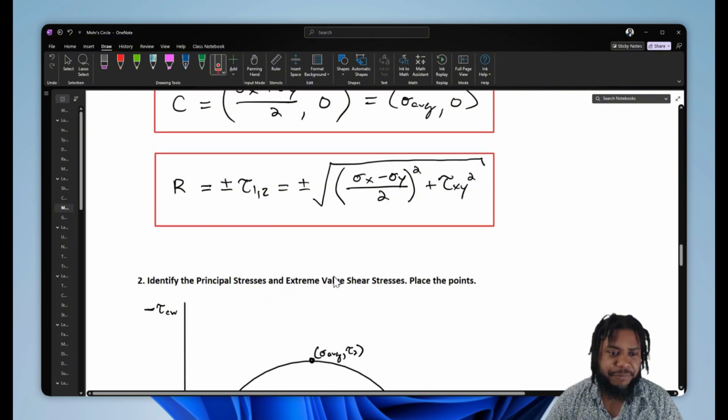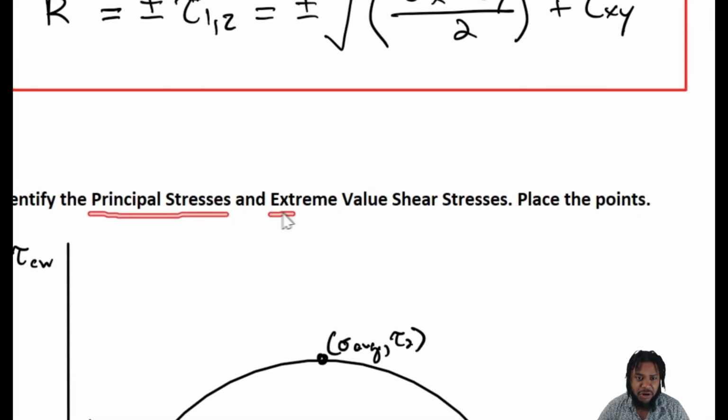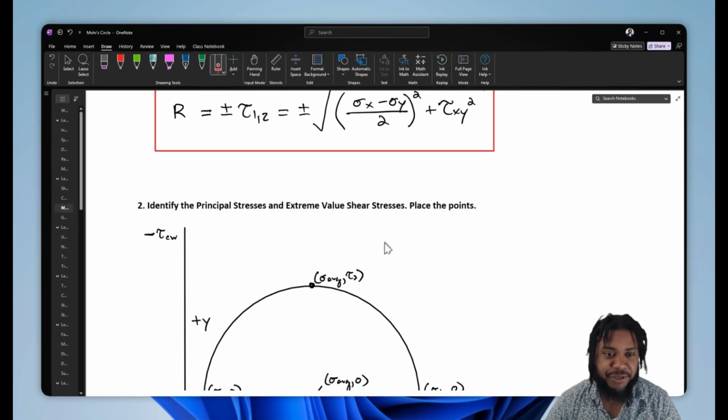Now the next step is to identify where our principal stresses exist, and also to just note the extreme value shear stresses, which we've basically already found, and just place those points on Mohr's circle.